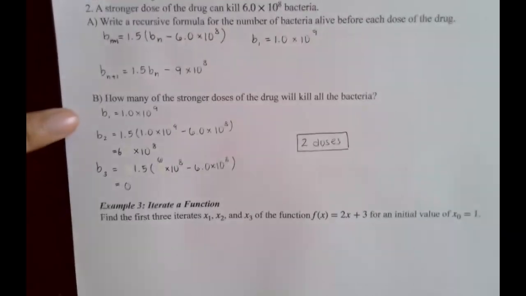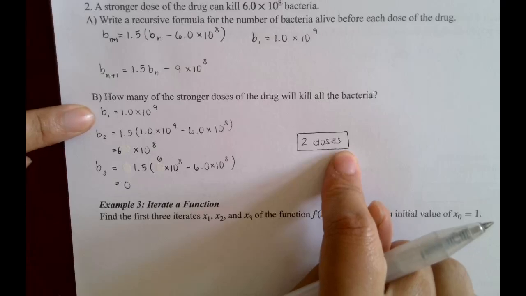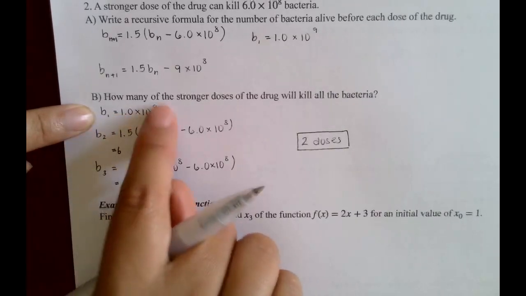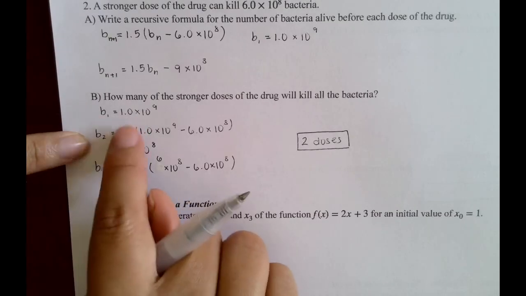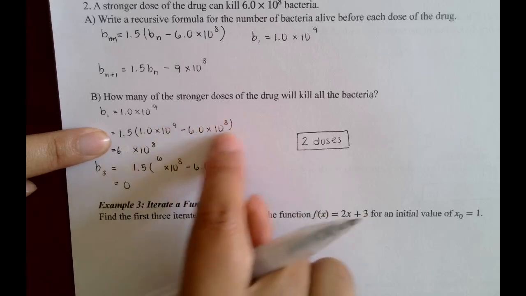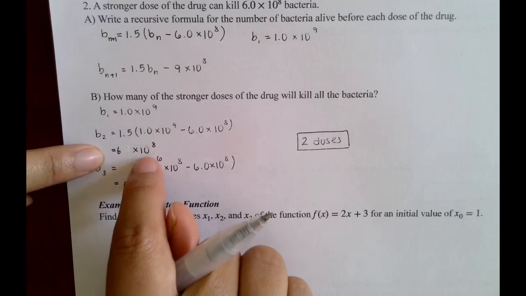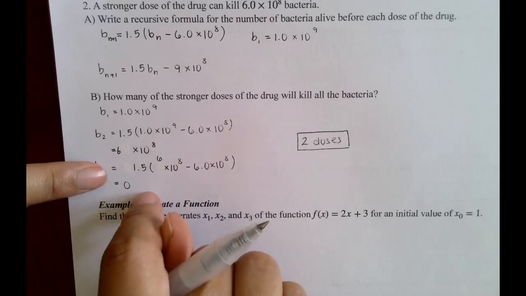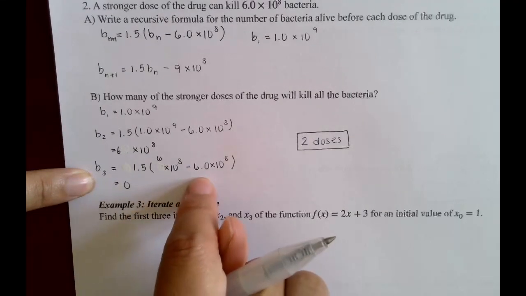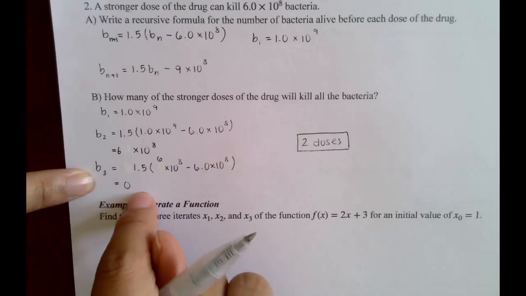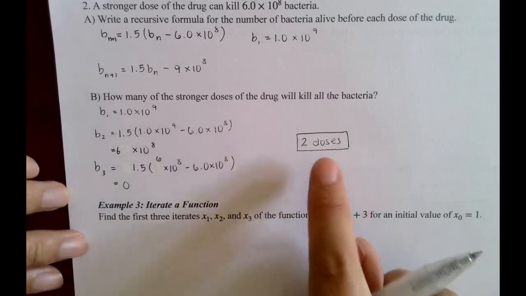Okay. So B asks for how many of the stronger doses of the drug will kill all the bacteria, and that's in 2 doses. Right before we do our first dose, there is 1.0 times 10 to the 9th. Right before the second dose, so one has already happened, we killed off a bunch, multiplied by 1.5, and we got 6.0 times 10 to the 8th. So this is right before the second dose. After the second dose, this is before the third dose. What happens is 6 times 10 to the 8th minus 6 times 10 to the 8th is 0. So there's already no more bacteria left after that second dose, right? Because this is before the third, which means only the second dose was given. There you go.